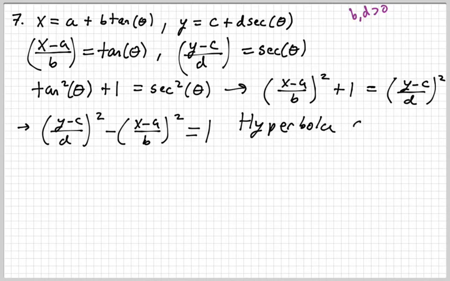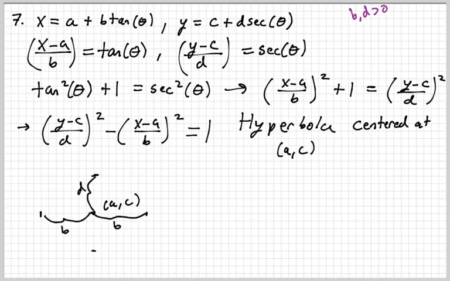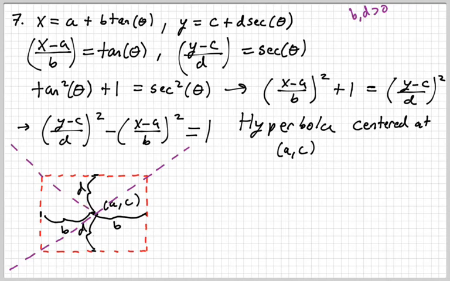And this is also a hyperbola. The y is the positive in this case, and so we're going to be opening up and down. This is centered at (a, c). We're going to go left and right b units, up and down d units from the center, and draw our auxiliary box. Your asymptotes will go through the diagonals of your auxiliary box and the center. This time your vertices are going to be at (a, c plus d) and (a, c minus d).